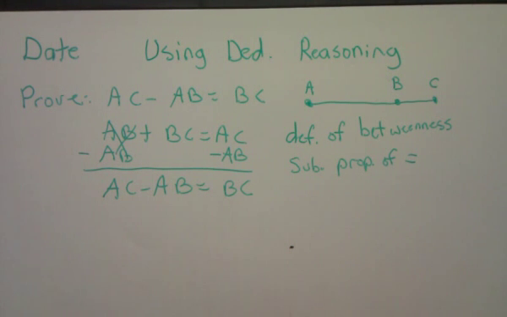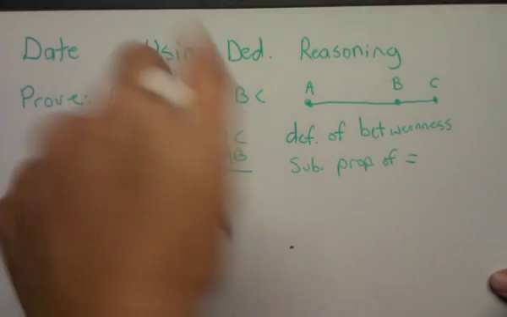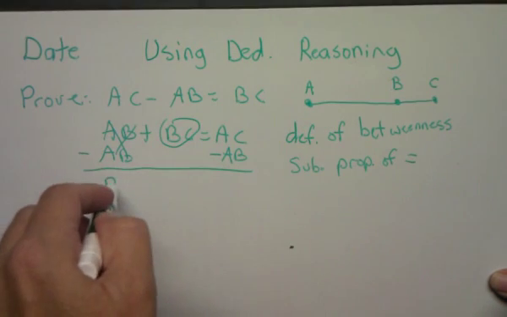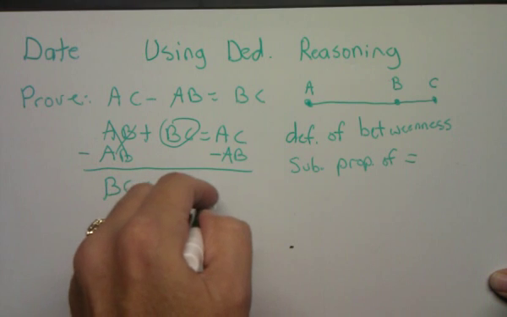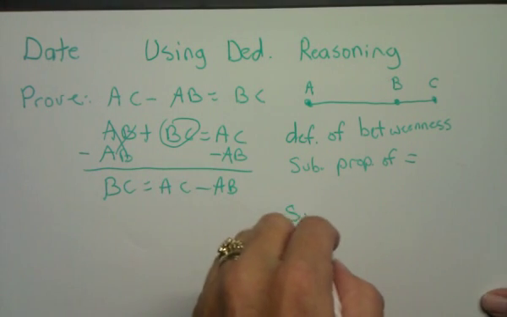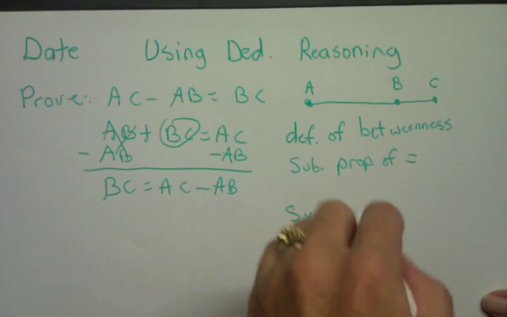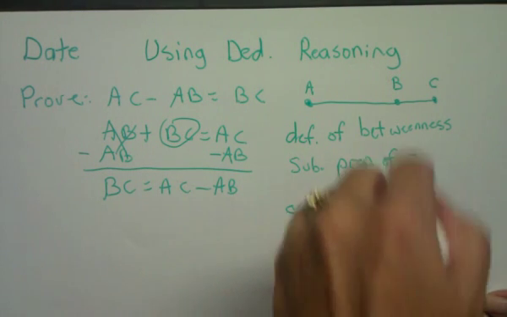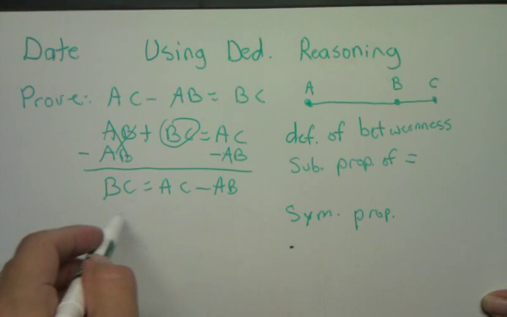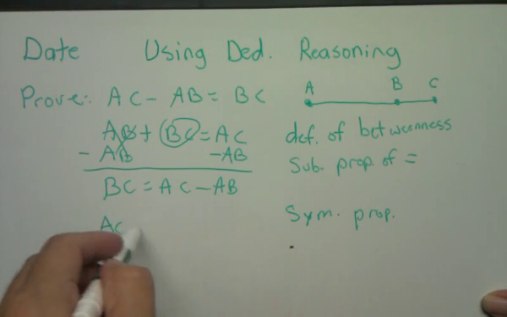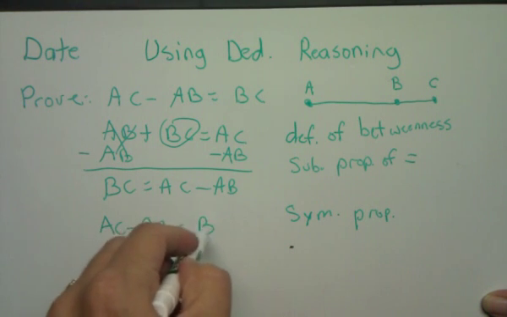Finally, I can use the symmetric property of equality to deduce that AC minus AB equals BC, which is the statement I wanted to prove. I'm sorry, over here I have BC equals AC minus AB. Now I can use the symmetric property to turn it around. AC minus AB equals BC.